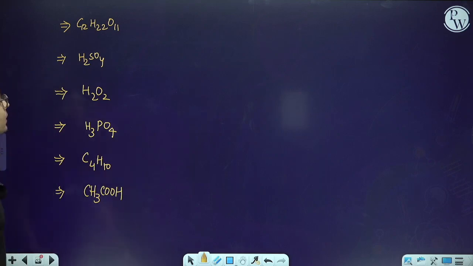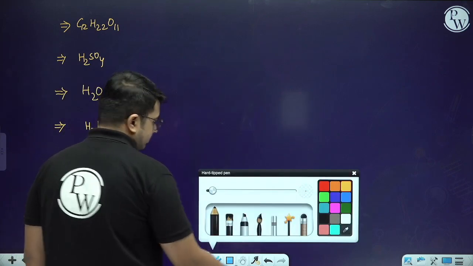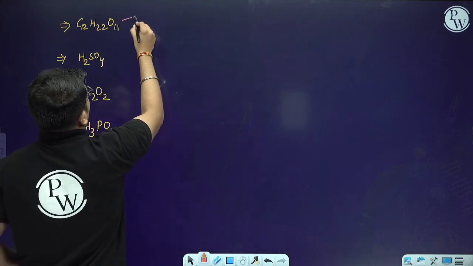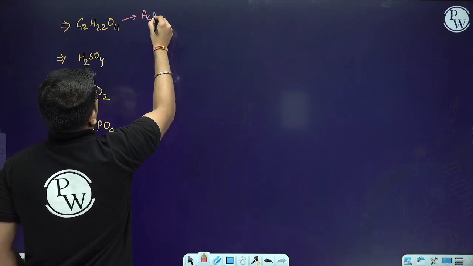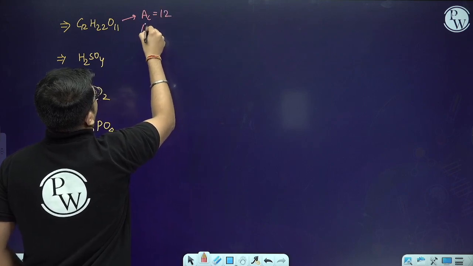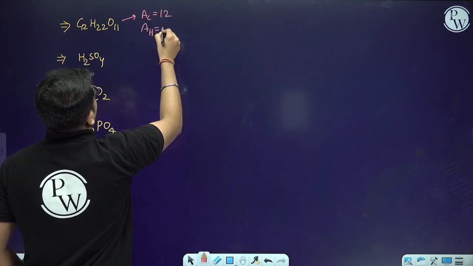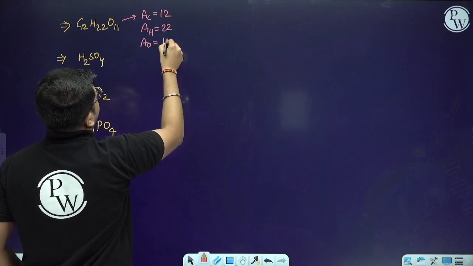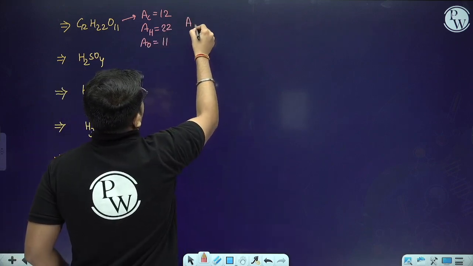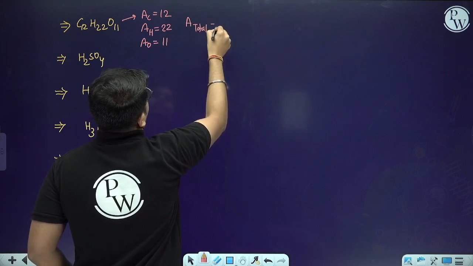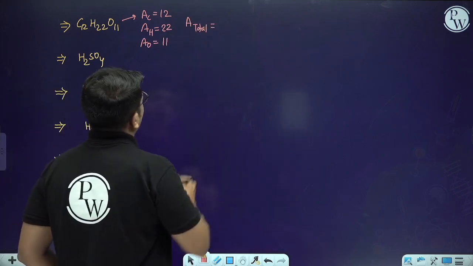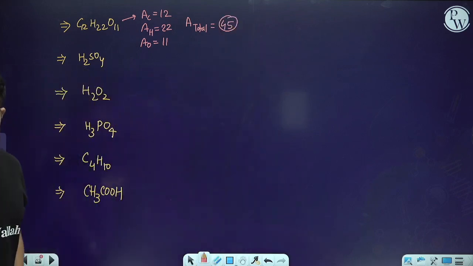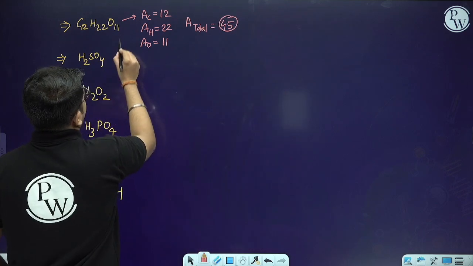Okay, so if you calculate this entire part, you can say, sir, very easy. In this case, the atomicity of carbon is 12, atomicity of hydrogen is 22, atomicity of oxygen is basically 11. Atomicity total in that case will be 12 plus 22 plus 11, that will be 45. Okay, done.